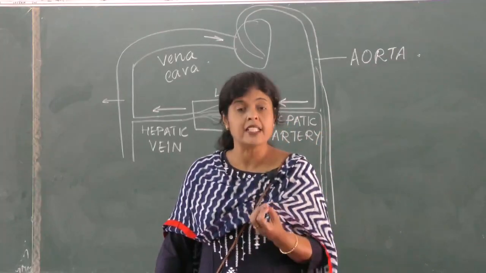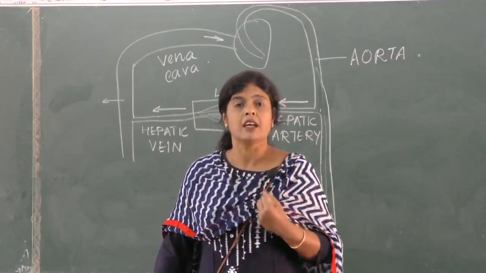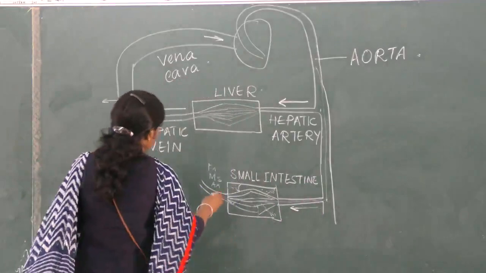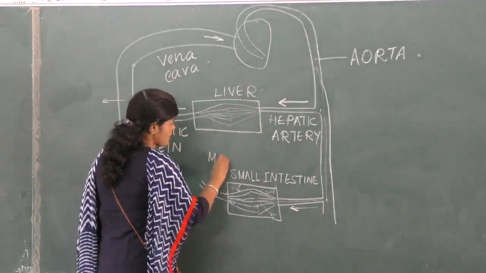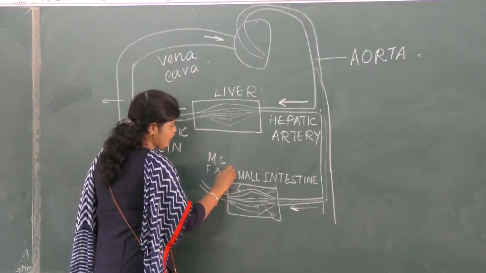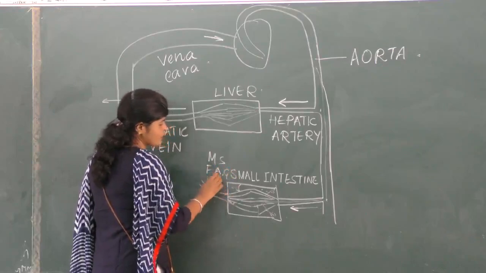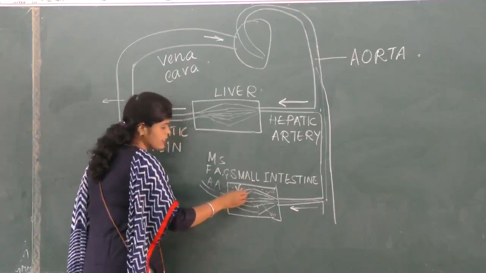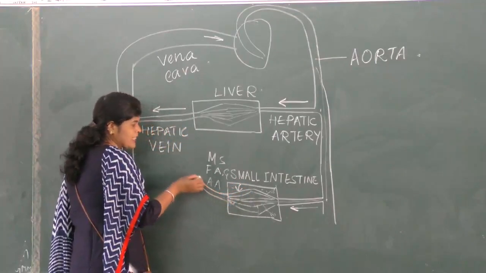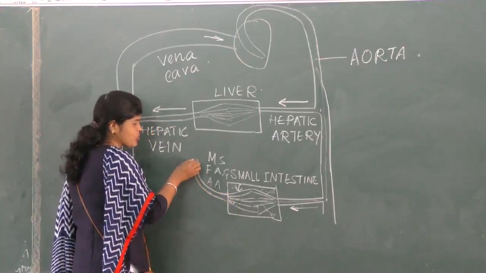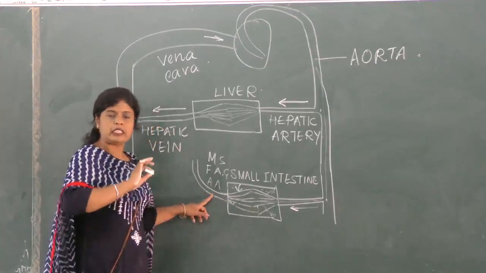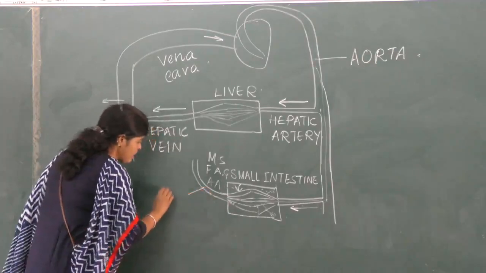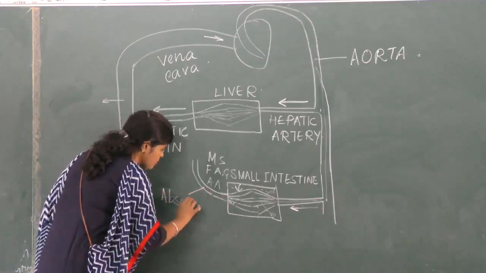If you remember, digested food, that means monosaccharides, amino acids, fatty acids, glycerol. Fatty acids and glycerol are formed here. Is it clear? Amino acid is formed here in the small intestine, which after the formation enters into the blood. So what is the blood carrying? The blood is carrying carbon dioxide, just like other organs, but at the same time it is also carrying absorbed nutrients.